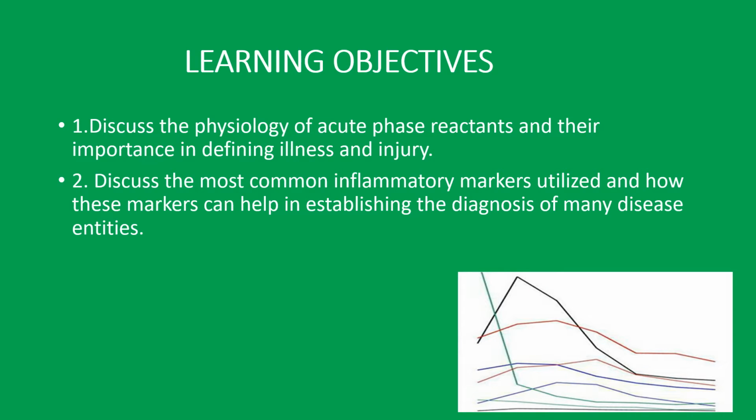The learning objectives of this lecture are to discuss the physiology of acute phase reactants and their importance in defining illness and injury, and to discuss the most common inflammatory markers utilized and how these markers can help in establishing the diagnosis of many disease entities.